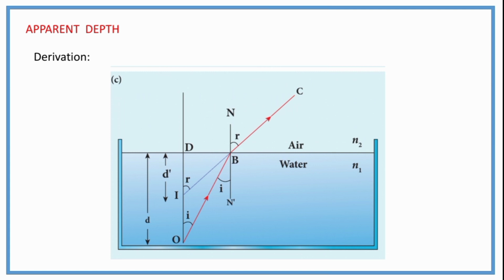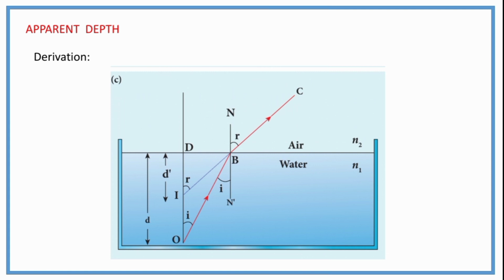Consider a water tank filled with water of refractive index N1 and the air medium has the refractive index of N2. The light rays coming from the bottom of the surface, that means the point O, when they reach the point B, deviate away from the normal. The normal N and N dash is parallel to the OD. The distance from D to O is the actual depth and that is mentioned as D, and the distance from D to I is mentioned as D dash and that is the apparent depth.